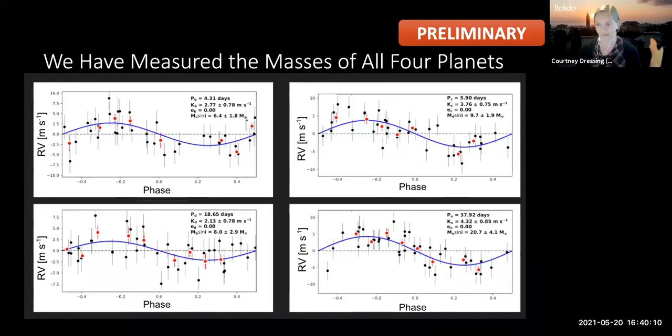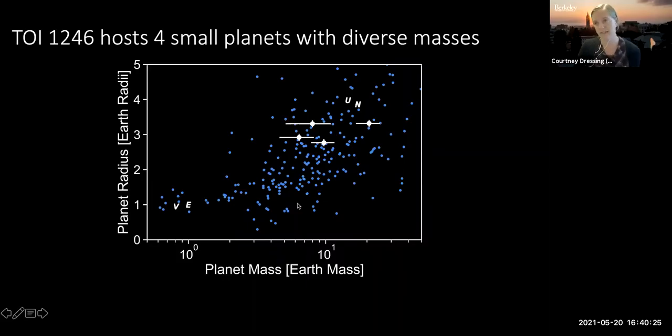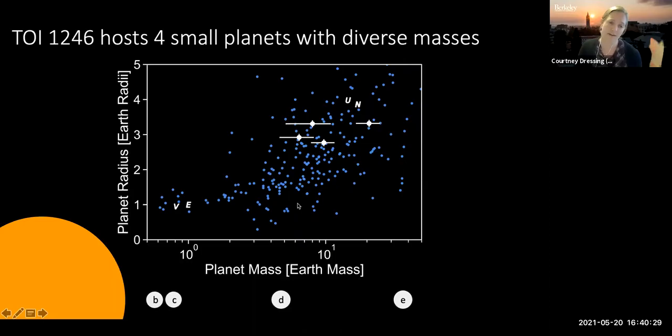But the key thing that we've seen so far is that if we take these 4 planets and plot them on the mass radius diagram, so we have planet radius versus mass, with Venus, Earth, Uranus, and Neptune for reference, and then all of the other small planets that have measured masses and radii in blue, we can add the 1246 system in white. These inner 2 planets are right over here. The inner 2 planets, B and C, are the smallest. Those are these 2 right here. Planet D is this one here, and then planet E is over here.